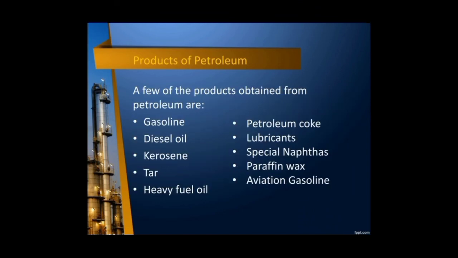A few of the products obtained from petroleum are gasoline, diesel oil, kerosene, tar, heavy fuel oil, petroleum coke, lubricants, special naphthas, paraffin wax, and aviation gasoline.